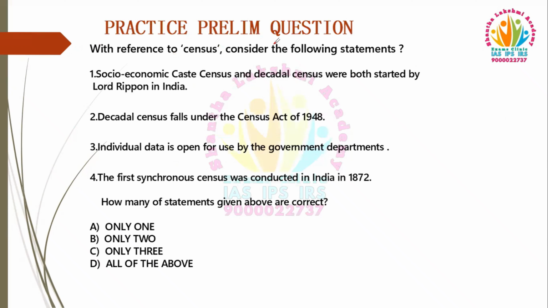Now we would be looking into the practice prelims question. With reference to census, consider the following statements. The first statement says that the socio-economic caste census and decadal census were both started by Lord Ripon in India. The second statement says that the decadal census falls under the Census Act of 1948. The third statement says that individual data is open for use by government departments. And the fourth statement says that the first synchronous census was conducted in India in 1872. How many of the statements given above are correct?